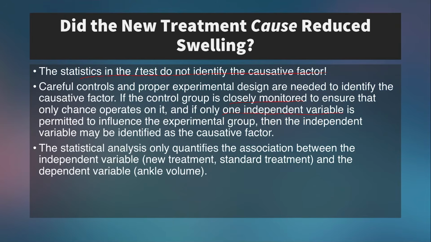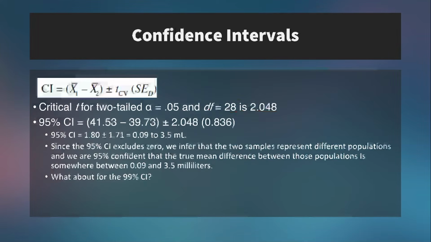So what this is saying is that you have to carefully control all other aspects of the experiment. Perhaps the group that received the new treatment for the ankle swelling, maybe they were also doing some other things with their diet, maybe taking anti-inflammatory drugs, or maybe eating an anti-inflammatory diet, or maybe they were also elevating their legs at night when they slept and the other group wasn't doing that. So we have to make sure that we control for all those things. The statistical analysis only quantifies the association between the independent variable and the dependent variable. It doesn't tell you exactly what the cause was.